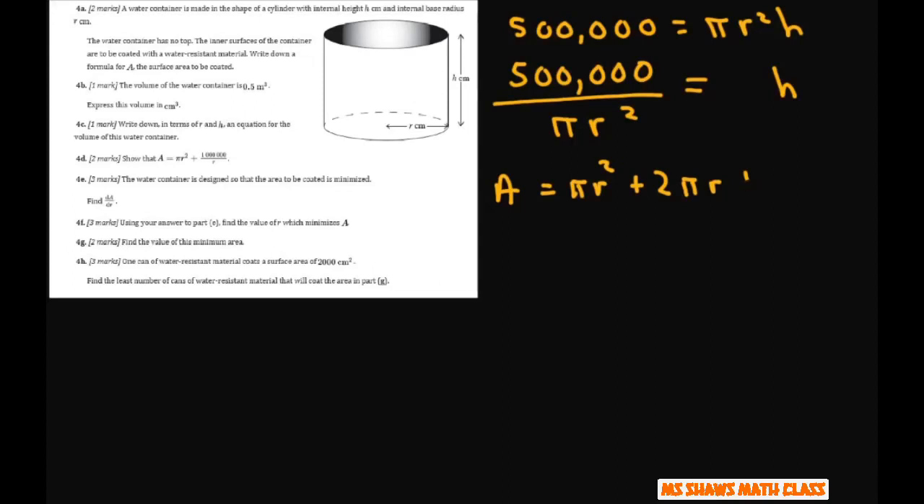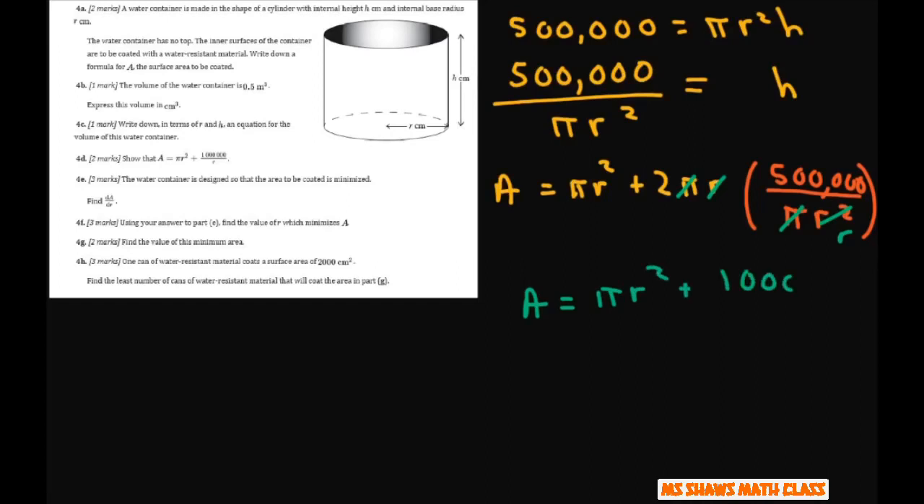So for h, we're going to substitute and plug in h. So h is 500,000 divided by pi r squared. Now when you simplify, these pi's will cancel and the r's will leave a single r. So we're left with area equals pi r squared plus 1 million divided by r. So we've shown this.